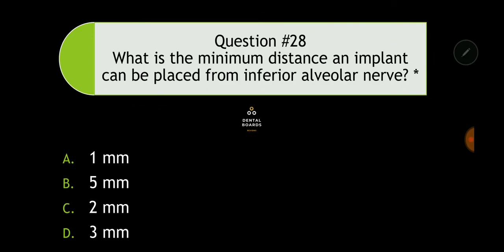Question 28. What is the minimum distance an implant can be placed from the inferior alveolar nerve? Is it A, 1 millimeter, B, 5 millimeters, C, 2 millimeters, or D, 3 millimeters? You're supposed to know how far away from the vital anatomical structures you're supposed to stay when placing implants. The inferior alveolar nerve is supposed to be 2 millimeters away. So our answer is C.